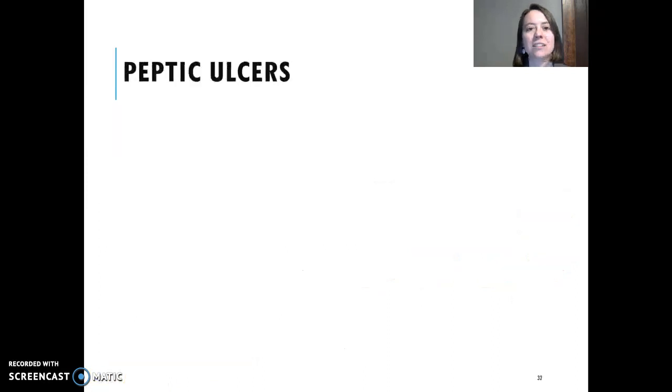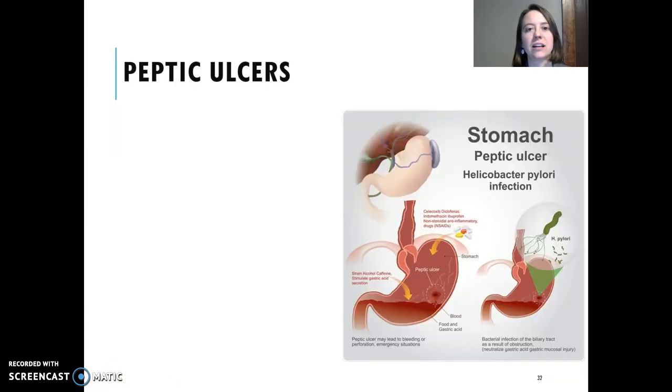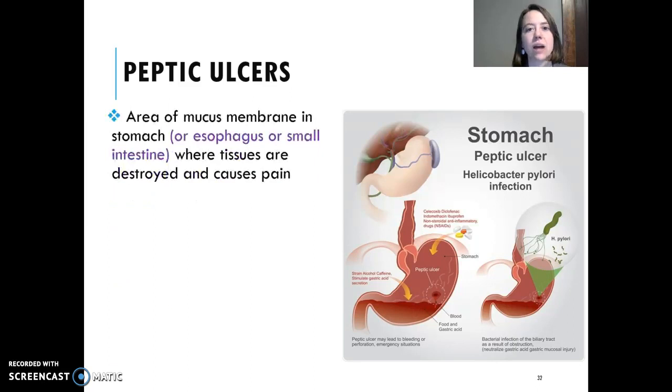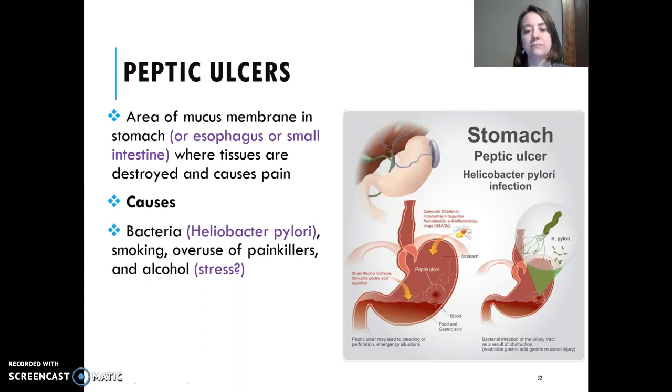So that stomach acid can really cause problems if it's not contained, and that also happens with peptic ulcers, which is an area of mucous membranes in the stomach. This could also happen in the esophagus or the small intestine, where the tissues are being destroyed and it causes pain. So what causes it?